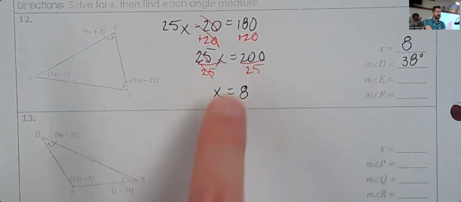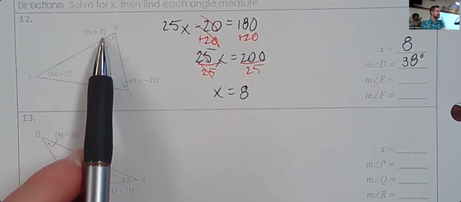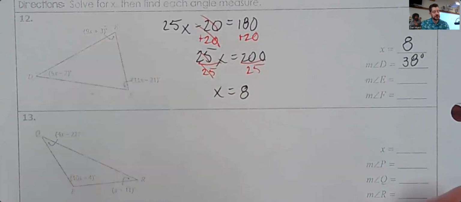So you just plug these into your calculator now. 9 times 8 is 72. 72 plus 3 is 75, right? So angle E should be 75 degrees.